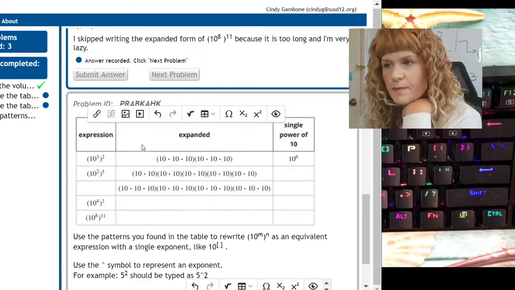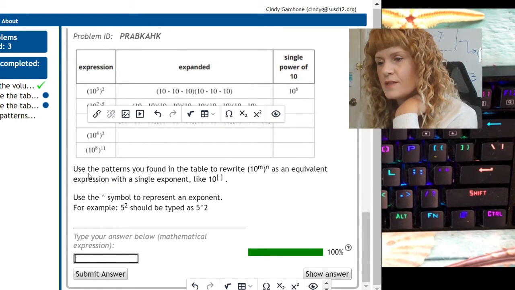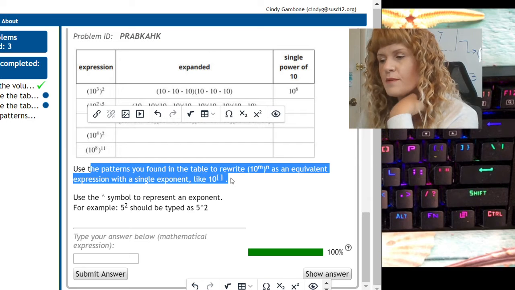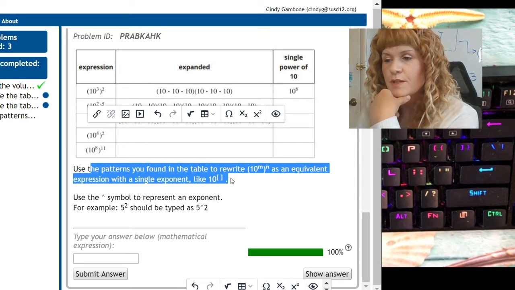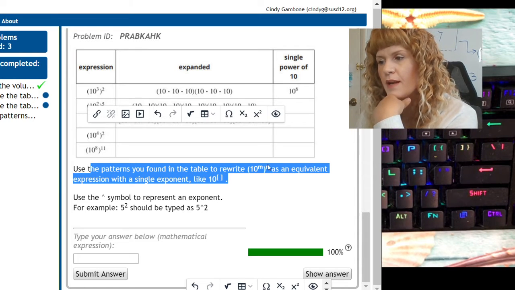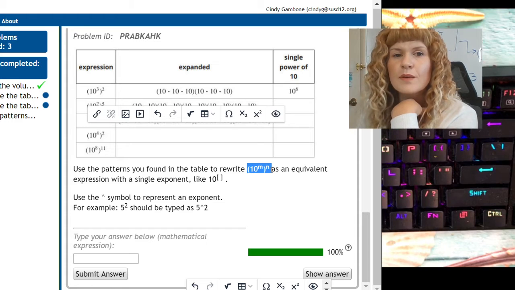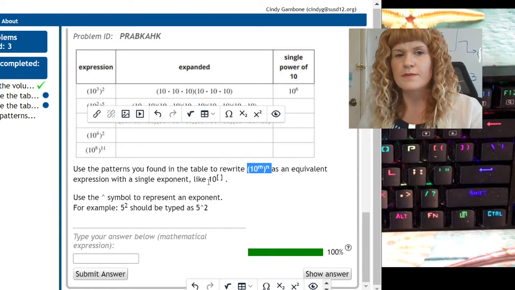It looks like they're repeating the problem again. They show you the same table and it says, use the patterns you found in the table. Okay, so here's the new question. Use the patterns you found in the table to write 10 to the m to the n as an equivalent expression with a single exponent of 10.